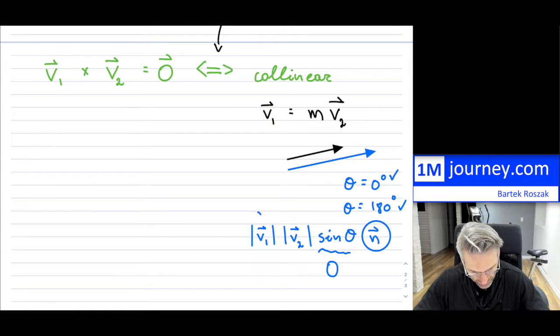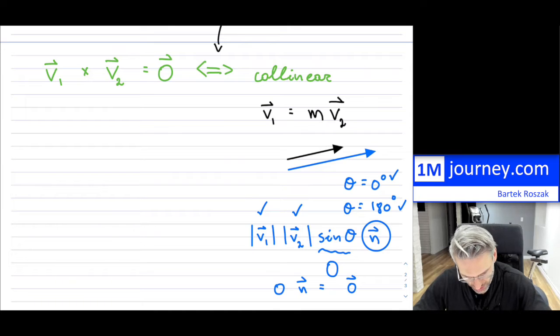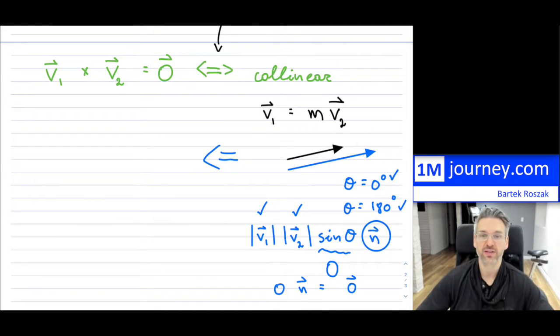So it doesn't matter what this is, if it's multiplied by 0, this whole thing is basically 0 times this vector, and that is nothing else but the 0 vector. And that indeed is what the left-hand side is telling us. So that's one, and what I'm showing you here would have been the direction from the right to the left. And that would have been showing one side.